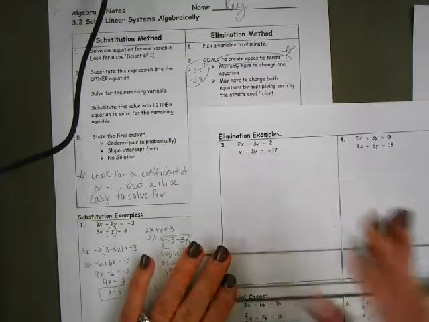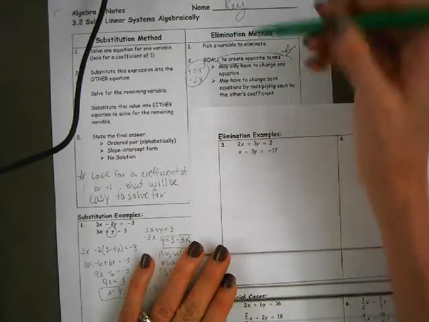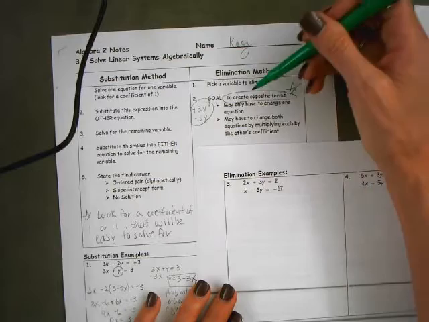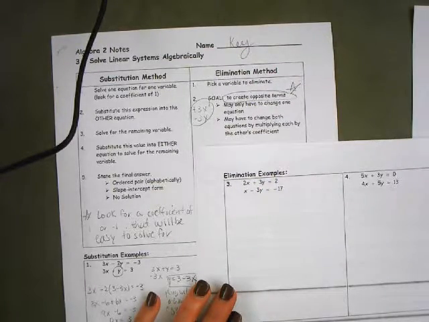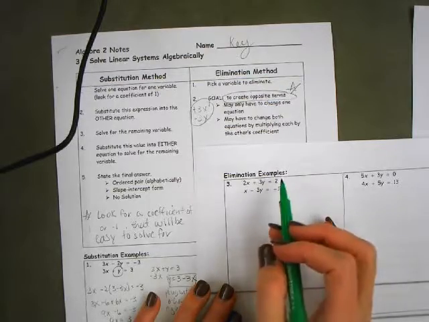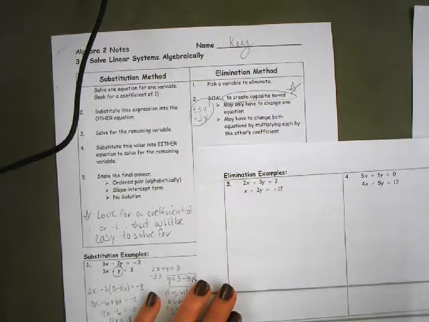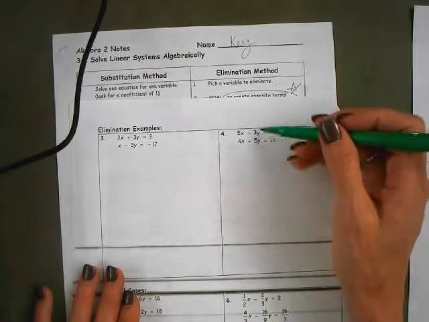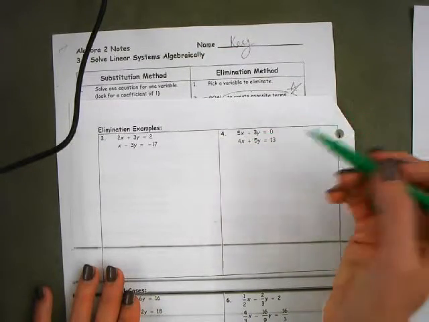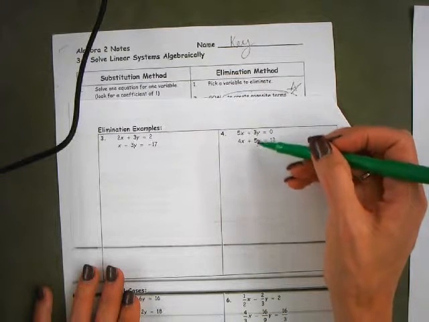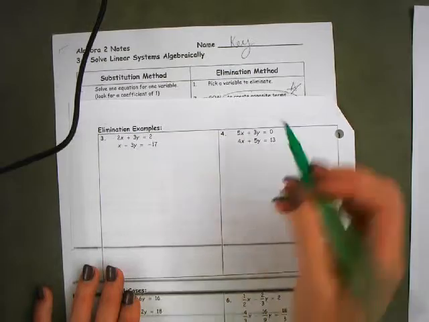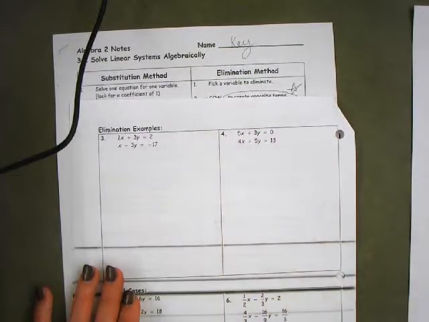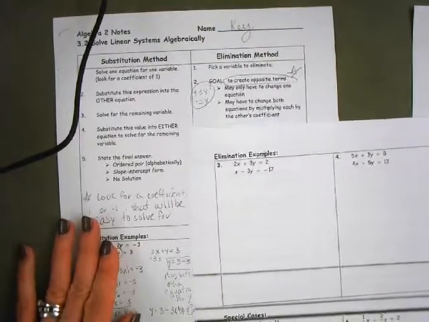So the goal is to create, you can see here, opposite terms for your variable. You may have to only change the bottom one or the top one, or you may have to change both. So an example would be, like on 4, there's not a pretty opposite here. So if I chose, let's say, 15 to be my opposite, I'd have to multiply this whole thing by 5, and I'd have to multiply the whole thing by 3, and that would create the opposite. So we'll walk through this in just a sec.